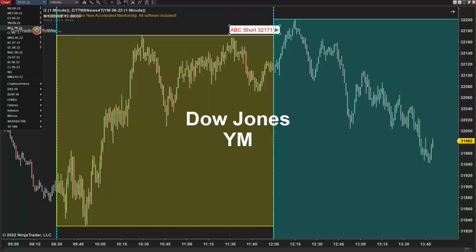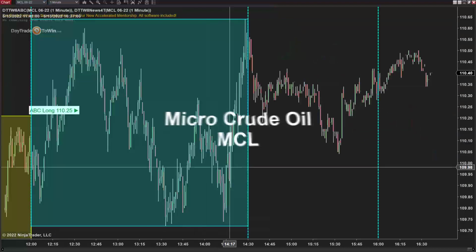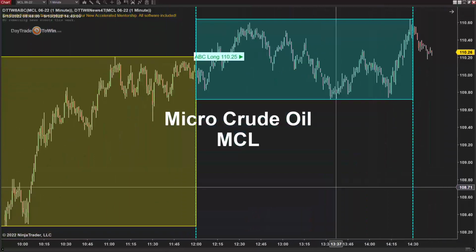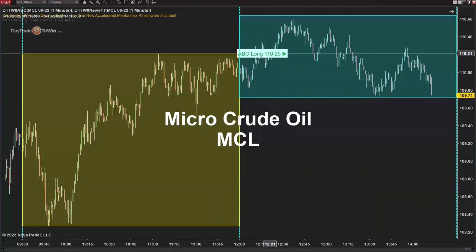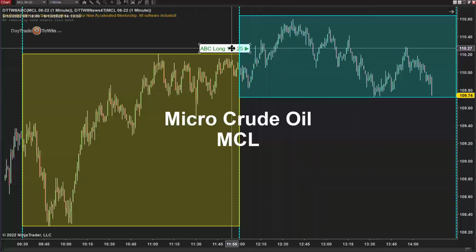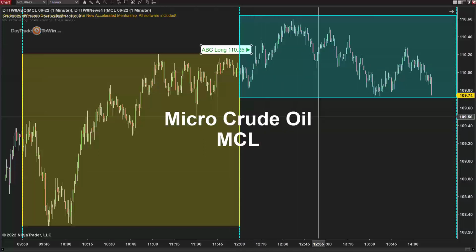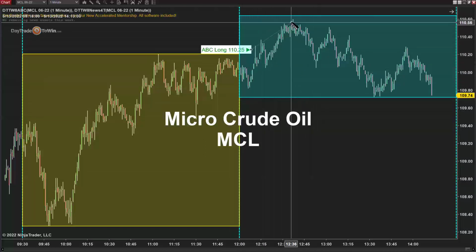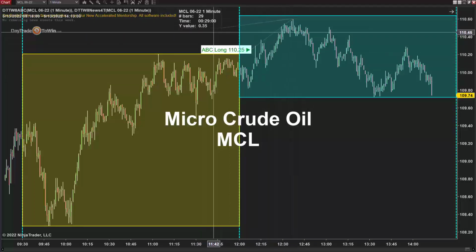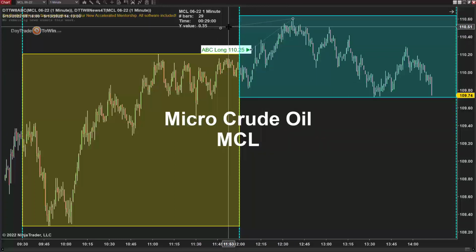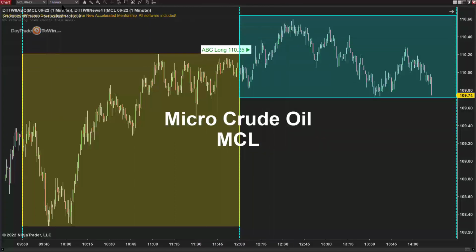It's the Dow Jones. And we have here the micro crude oil. The crude oil is a very fast and crazy market. If you're going to trade it, at least use the micro contract, and here is the micro contract on the crude oil indicating to go long at this price, $110 to go long, and the market went to $110.60. So a great opportunity here to go long on the crude oil.